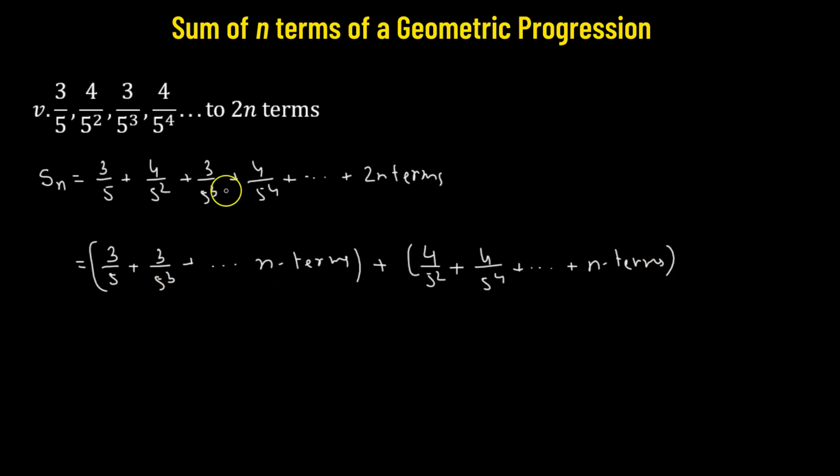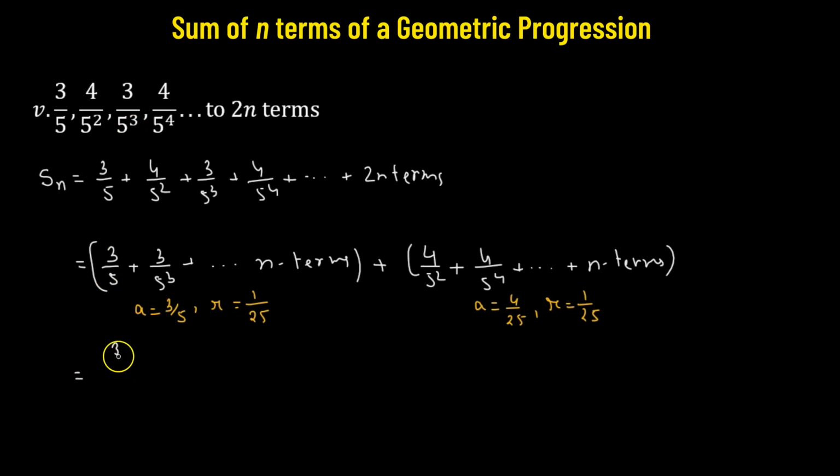So in this first geometric progression, the first term is 3 divided by 5 with a common ratio r equals 1 over 5 squared or 25. And in the second geometric progression, the first term is going to be 4 divided by 25 and the common ratio is going to be 1 over 25. Now we can use the sum formula to find out the total sum.